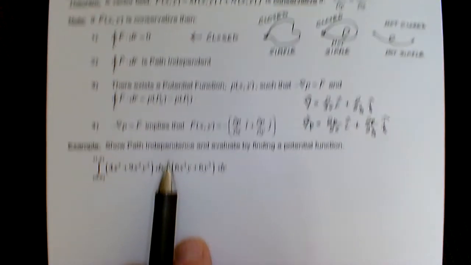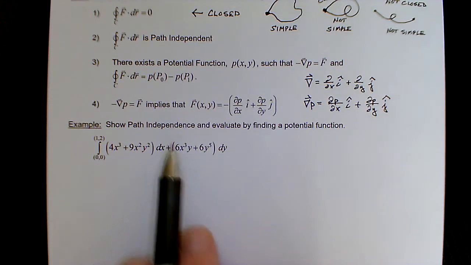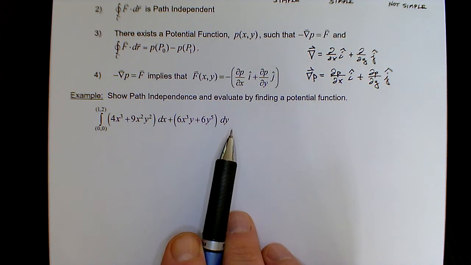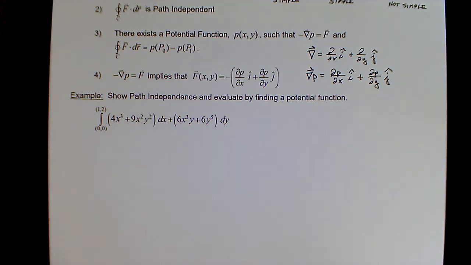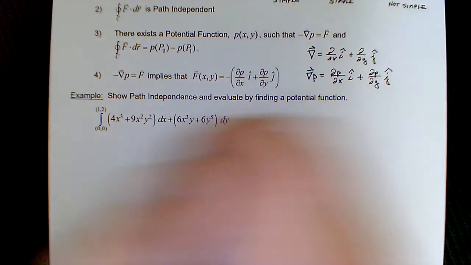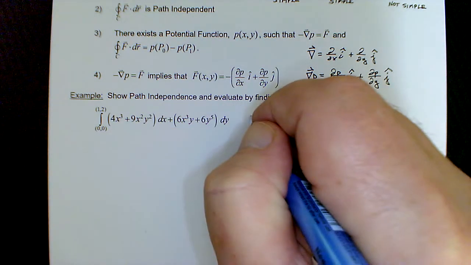Okay, so this example asks us to show path independence and evaluate by finding the potential function. So first off, we can form the function. So I'll do it over here.